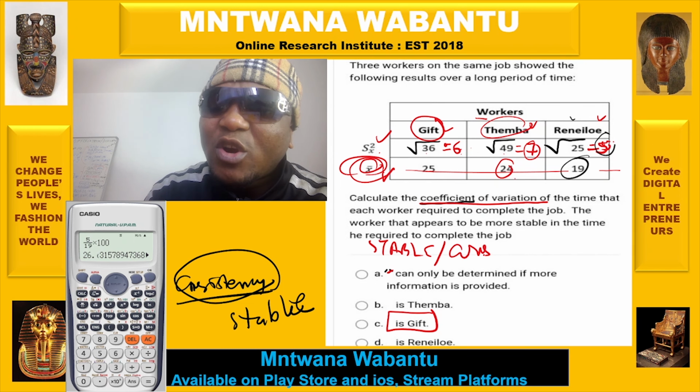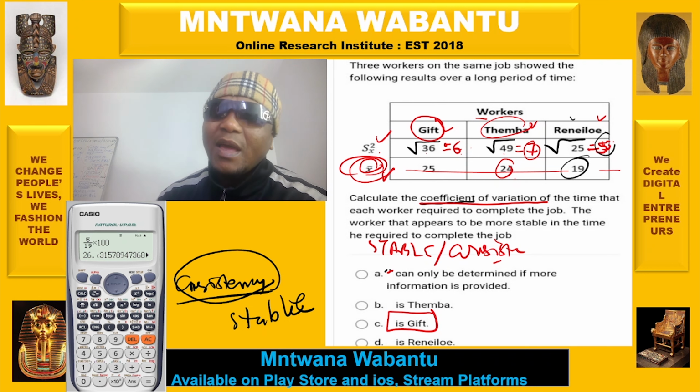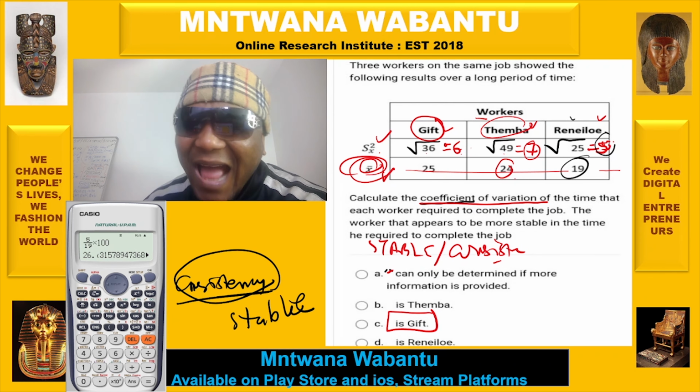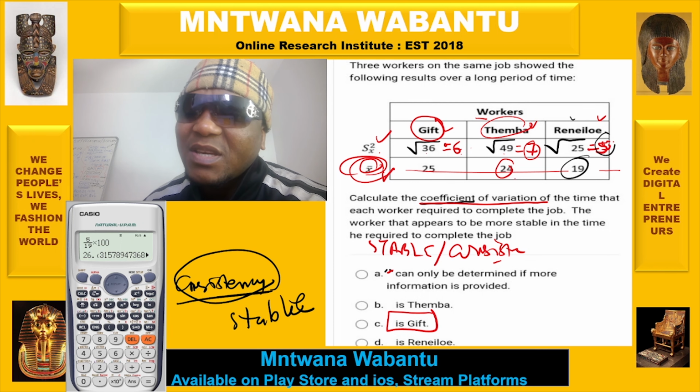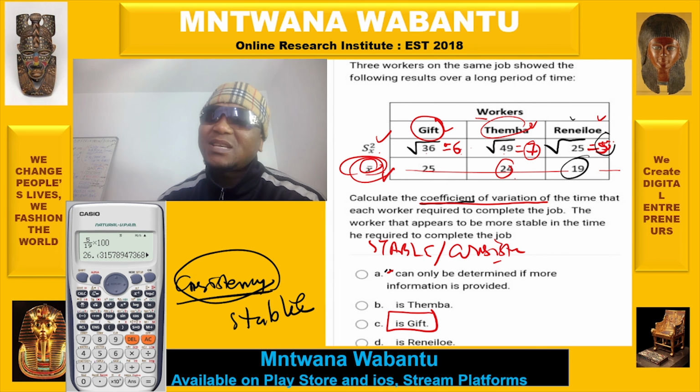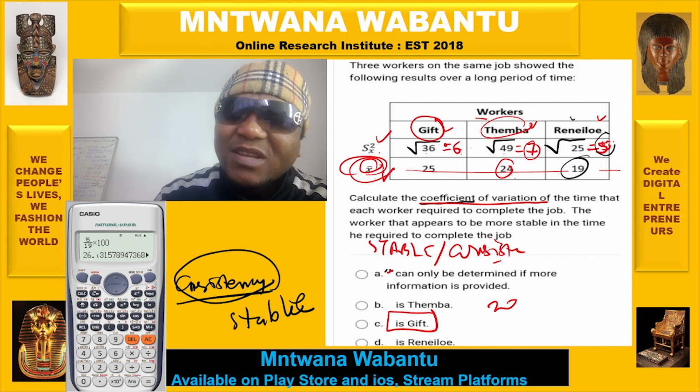Or sometimes they use the word consistent. Okay? So which one is unstable or not consistent? The biggest one. The biggest one, which I think was timber. Timber was the biggest one, which was 29 point something.